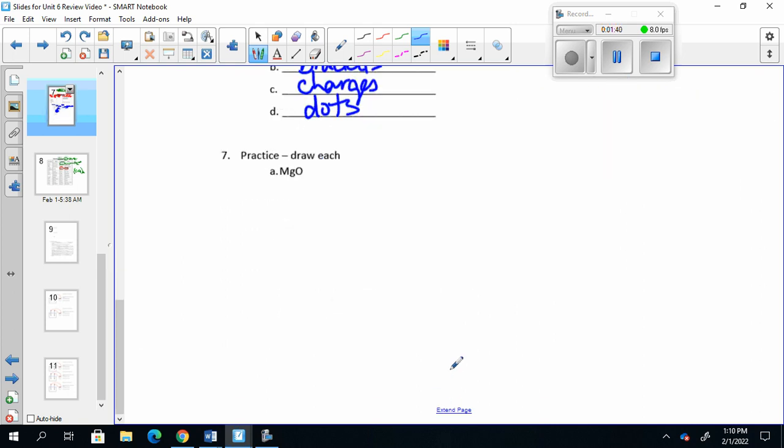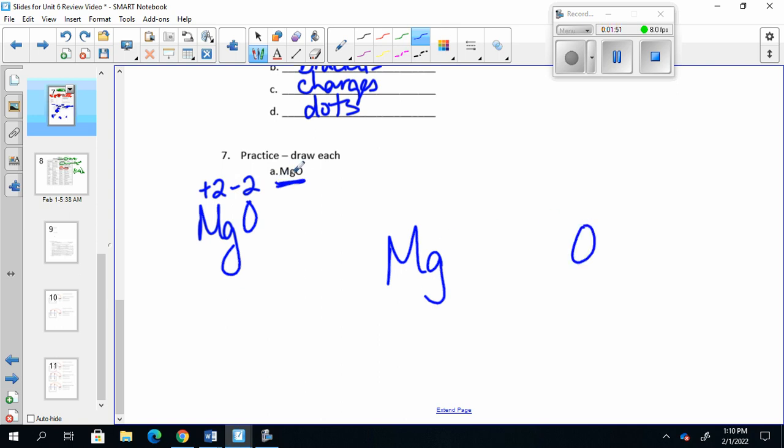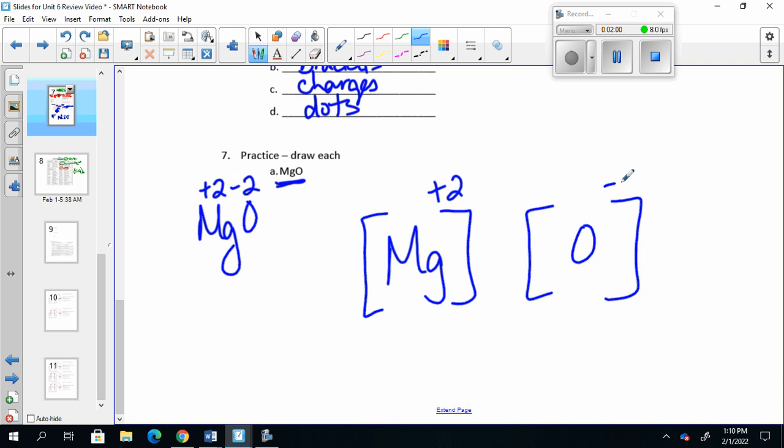So practice. MgO. Mg is a +2 and O is a -2. So I have 1 Mg and I have 1 O. My formula shows me that I just have 1 of each. Put brackets around each one. Charges: that's a +2, that's a -2. These charges should add up to 0. Then all 8 dots on the negative ion. There you go. Easy as A, B, C, D.